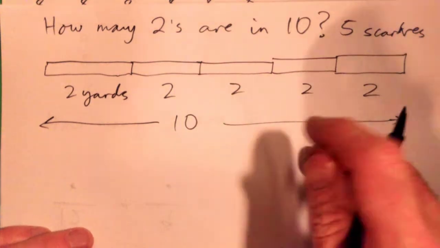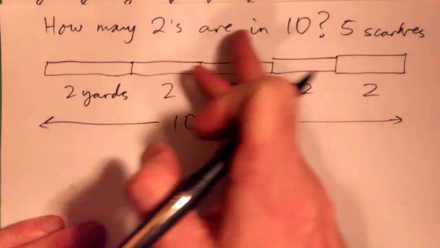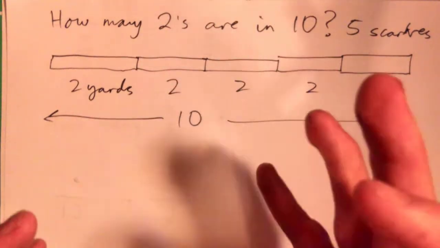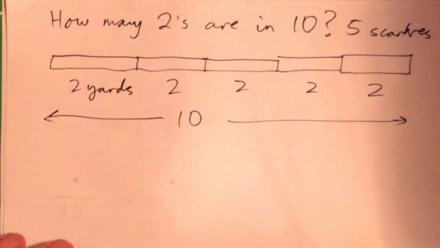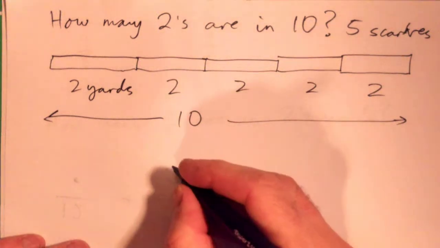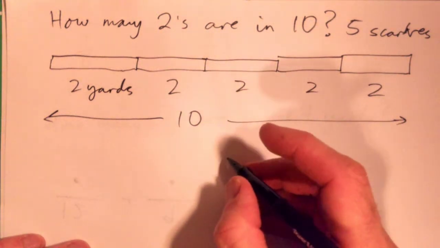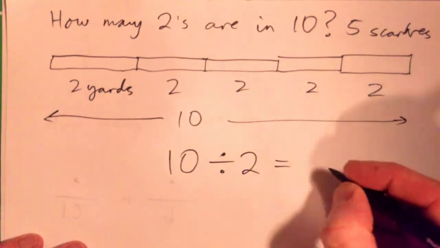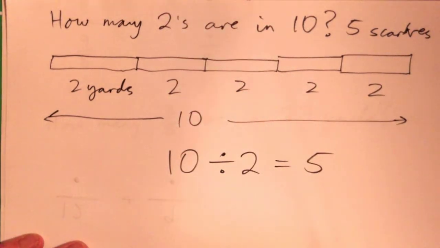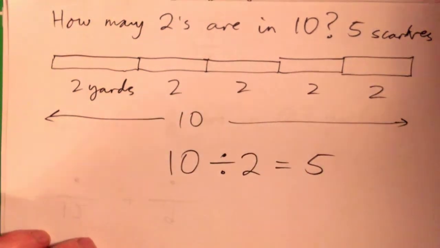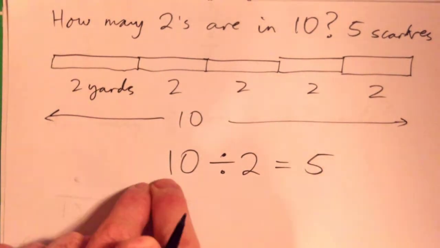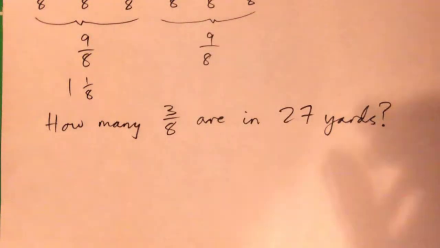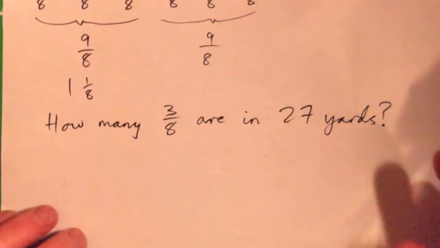Make sense? Right? And what operation could I do to get 5? How could I do what with 2 and 10 to get 5? 10 divided by 2 would give me 5. Agreed? Beautiful. Because you're saying how many 2s are contained in 10? 5. We have a complicated problem, like you say. It's how many 3/8 are contained in 27.